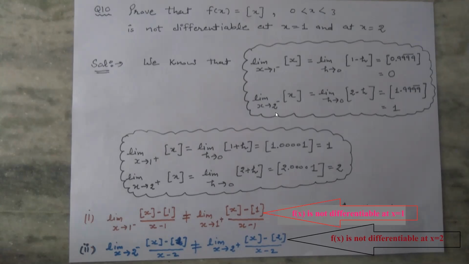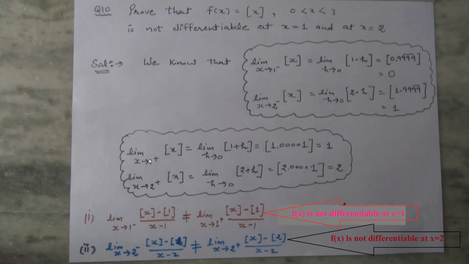Similarly, for the left-handed limit of the greatest integer function at x equal to 2, we put x equal to 2 minus h. h is a very small quantity, again say 0.00001. So 2 minus 0.00001 is equal to 1.99999. So this result is 1.